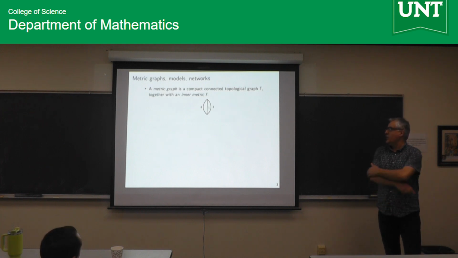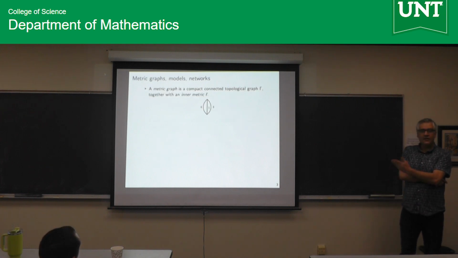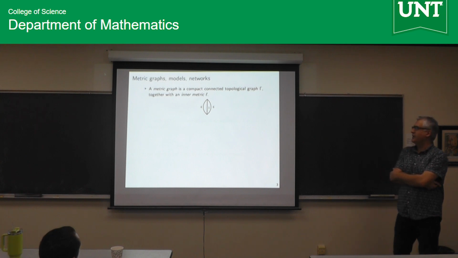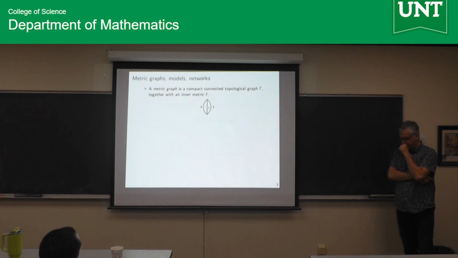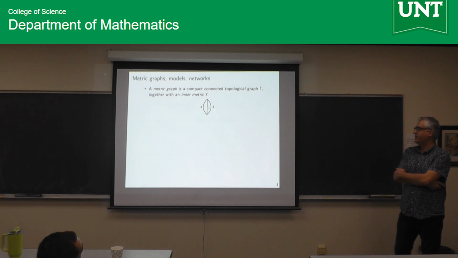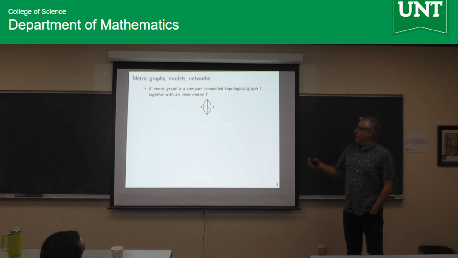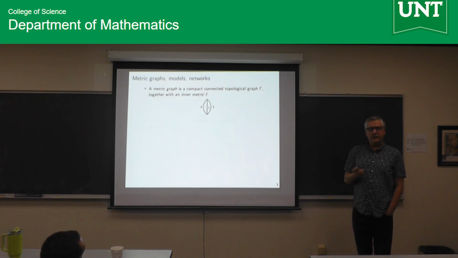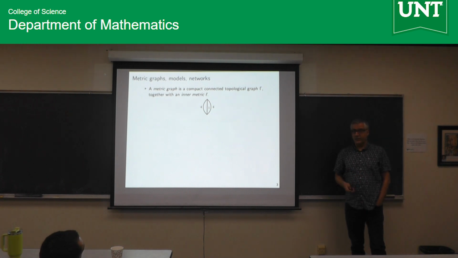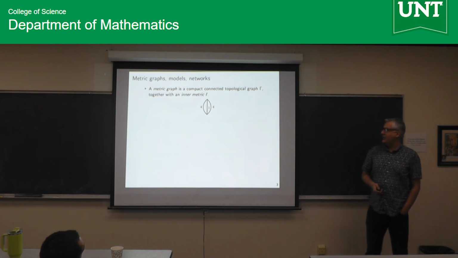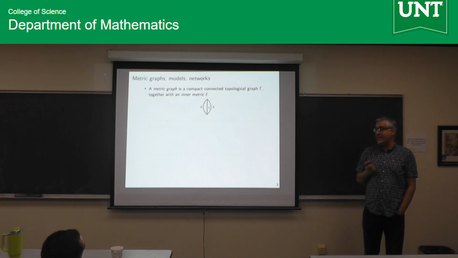Let me go and do some specific definitions and quantities that I want to attach to graphs. So first of all, what do I mean by graph? A metric graph is what I really care about. A metric graph is a compact, so it's a finite thing, connected topological graph. When I say topological graph, it's the geometric realization of a one-dimensional CW complex. And then I endow this with a metric. It's a metric space, but it's an inner metric. So everybody hopefully knows what a metric is.